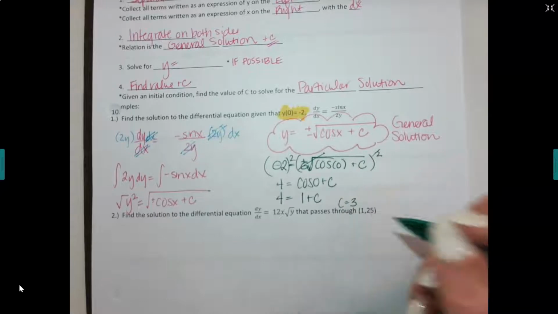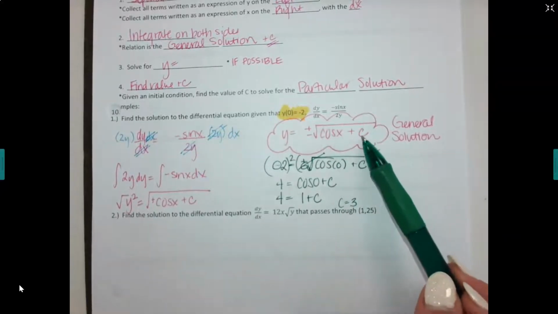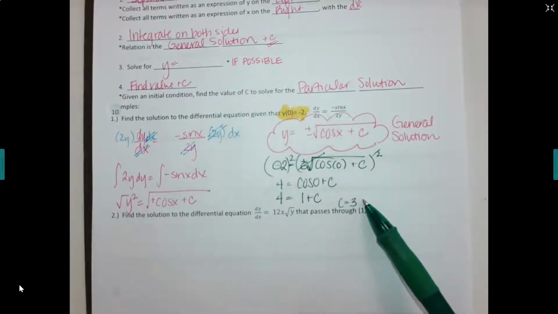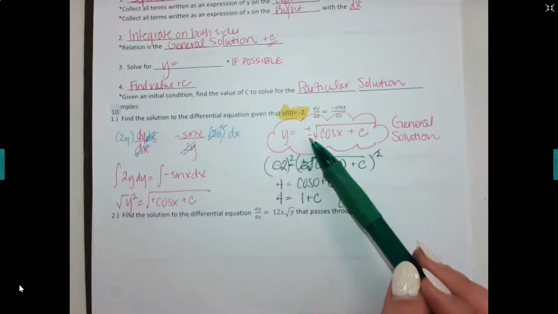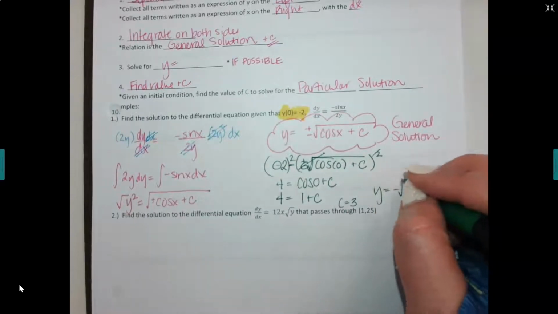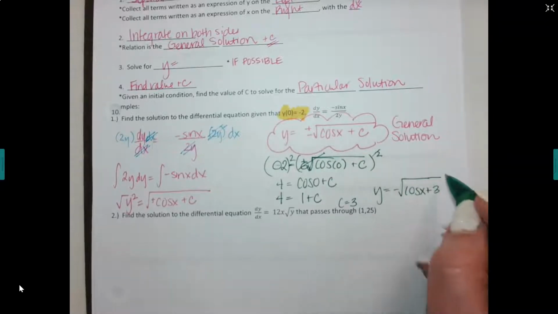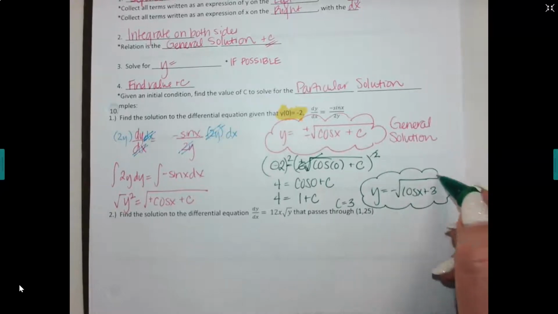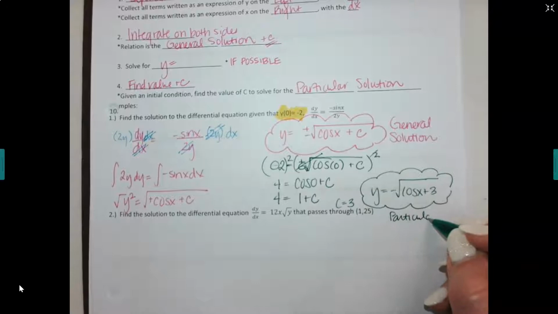3. Okay, now from here, can I go back to my general, cross out the c, and plug in a 3? The answer is no. Here's why. I can't keep a plus and a minus. Which one did I choose? A minus. So it'd be y equals the negative square root of cosine x plus 3. Okay, and that's my particular solution.